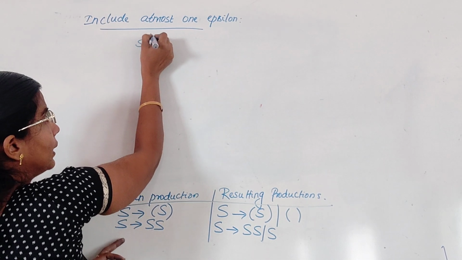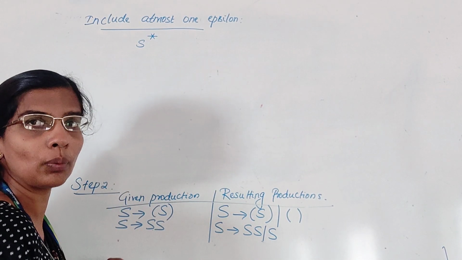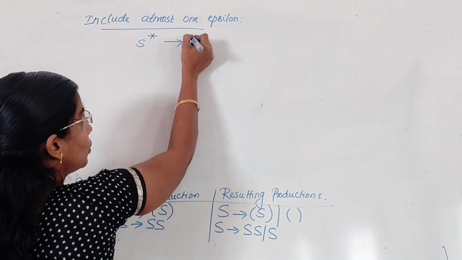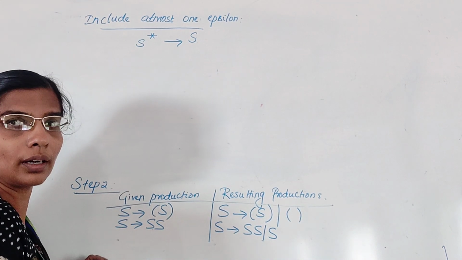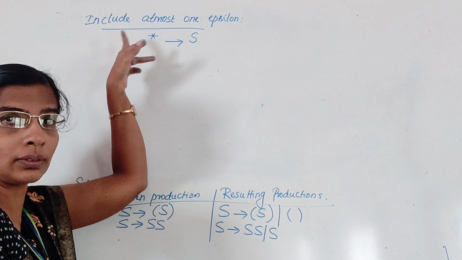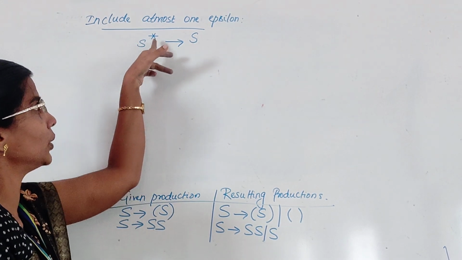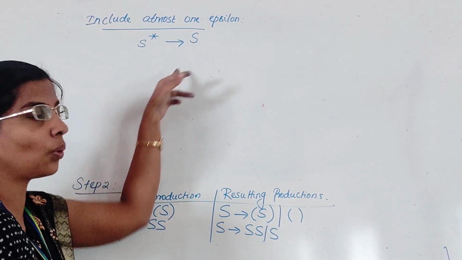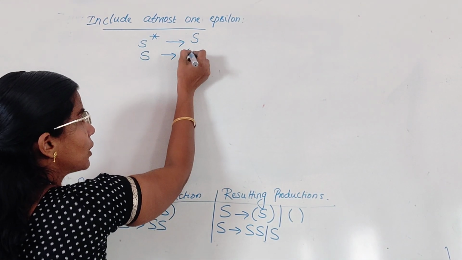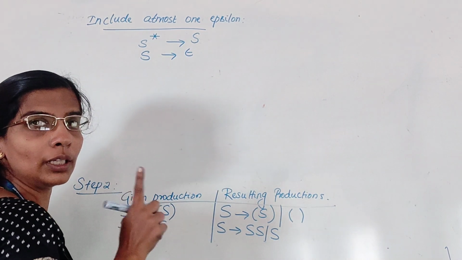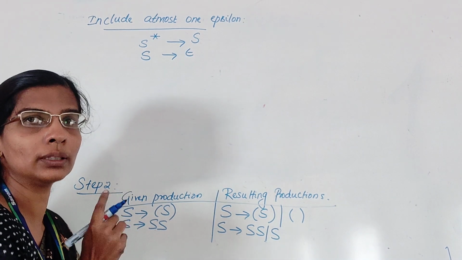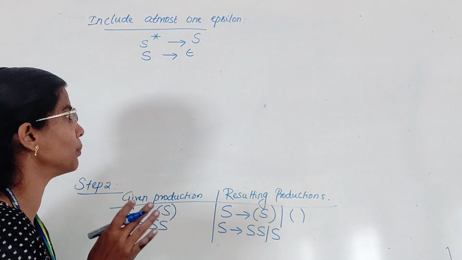So I take S star as your start symbol, and S star tends to S. I am taking a new start variable, that is your S star. S star tends to the old one S, and this old one will take to an epsilon. Only 1 epsilon I am including. This is including at most 1 epsilon.